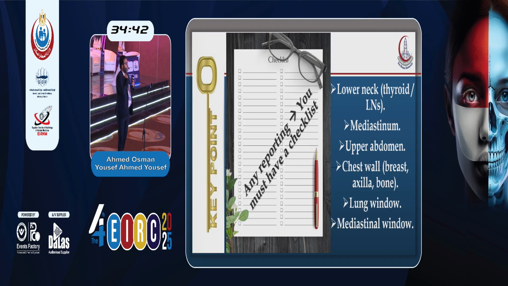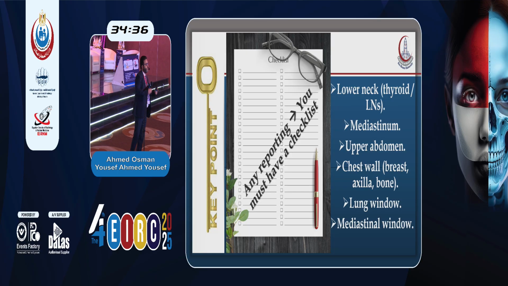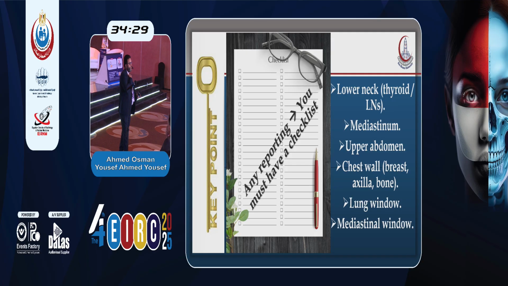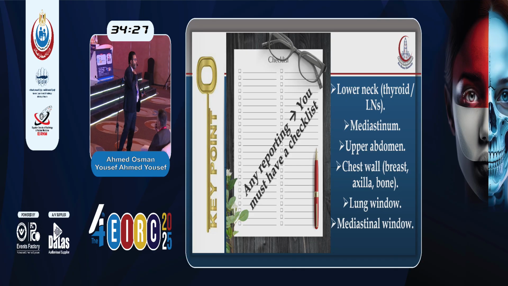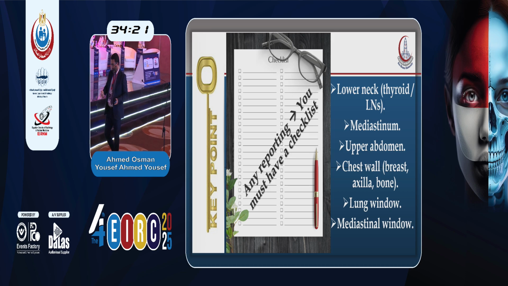Don't forget the thyroid and lower neck. A lot of people come with chronic dyspnea and have repeated chest X-rays and repeated CT chest with normal findings, and we just forget there is a multinodular goiter and this is the cause of the dyspnea. And don't forget the upper abdominal cuts.